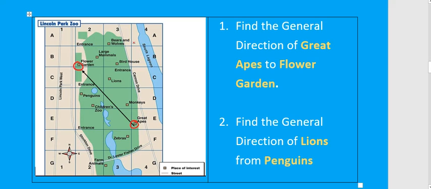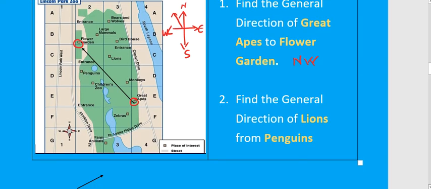And of course, if we consider the compass, we have north there, we've got east there, we've got south over here, and then we've got west. So if you're going that way, you're going in the northwest direction. Okay, so northwest.